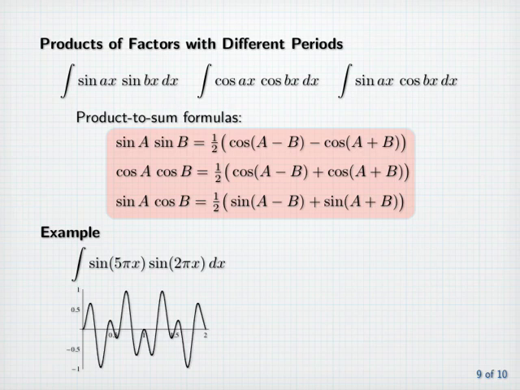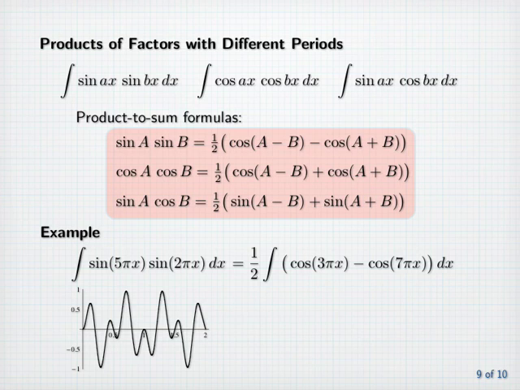Now, since the integrand has the form sine A times sine B, we'll apply the first of these product to sum formulas to rewrite our integrand as 1/2 of cosine of 5 pi x minus 2 pi x, which is 3 pi x, minus the cosine of 5 pi x plus 2 pi x, which is 7 pi x. Now we can antidifferentiate each term separately.